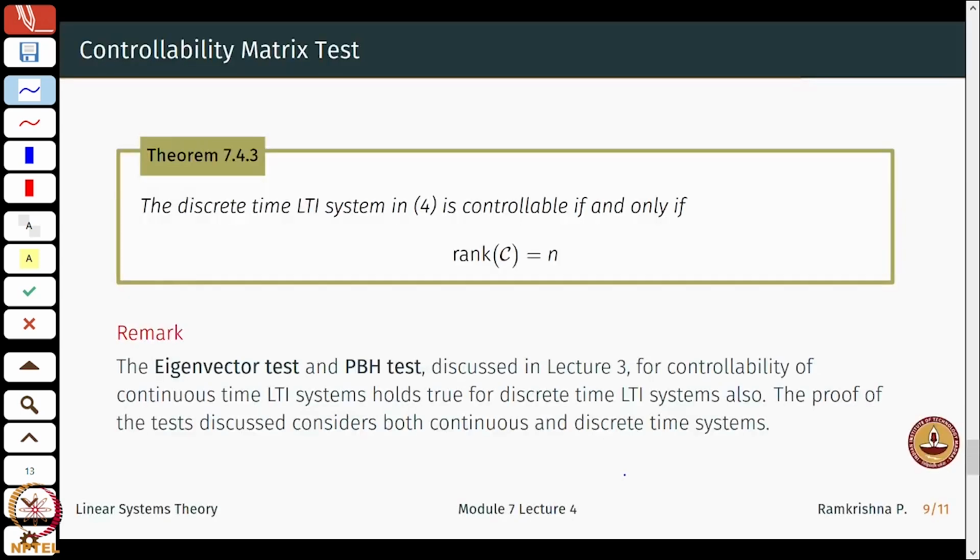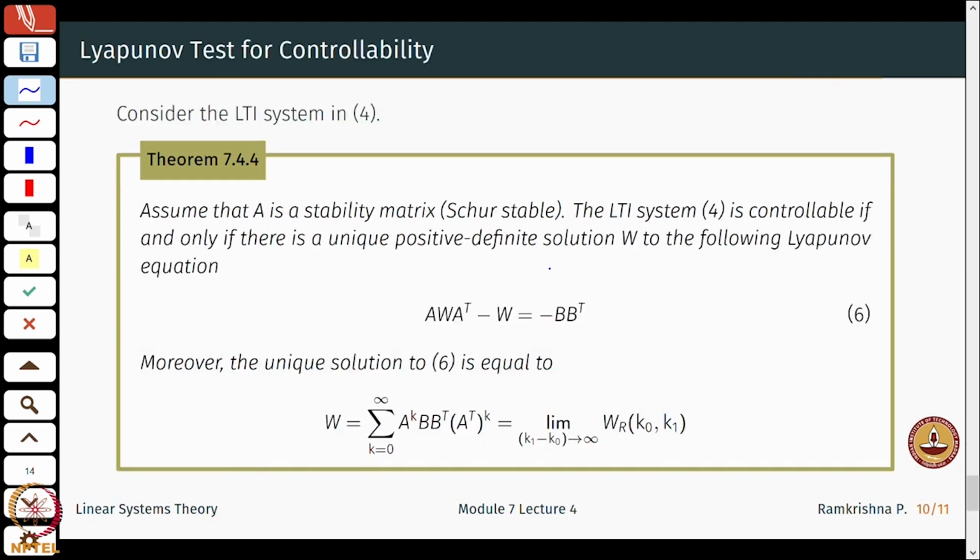Right. Okay. So, the controllability tests are very similar in the discrete time case, that the rank of C should be equal to n. Okay, I will skip this proof. I will also skip the proof of the Lyapunov test for controllability, right. So, this is again exactly the same, and we know now the reason why this matrix looks in this form: A transpose W A minus W is B B transpose. I will skip these steps, but it is just useful to know the result.